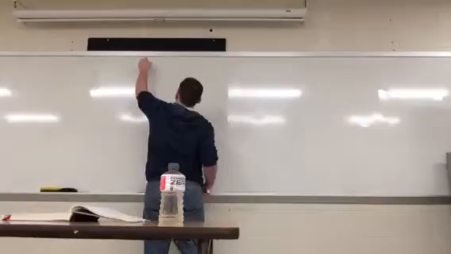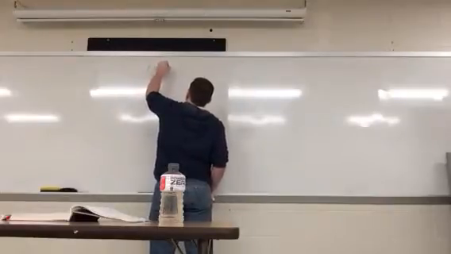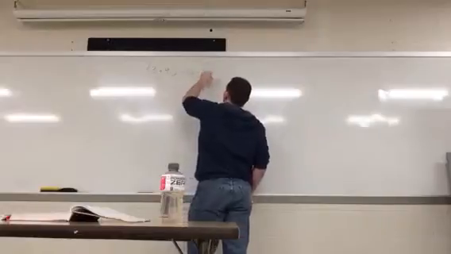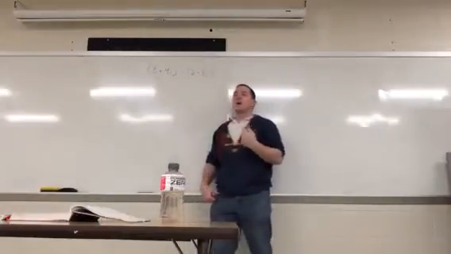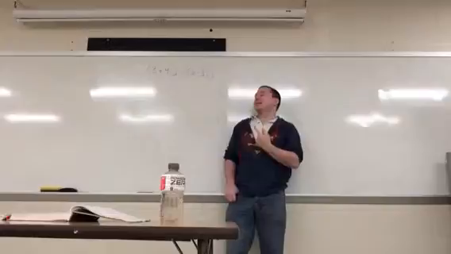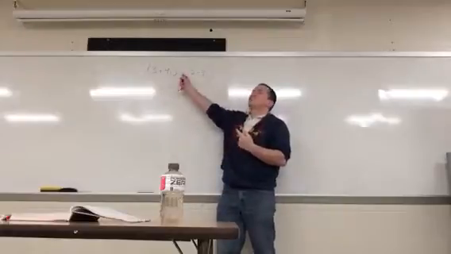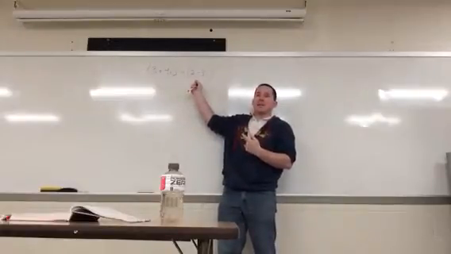So suppose you have 3 plus 4i minus 2 minus 3i. You want to solve it all out? Combine like terms. But what's the trick here? What do you have to be aware of? You're subtracting, distributing your negative inside the parentheses.